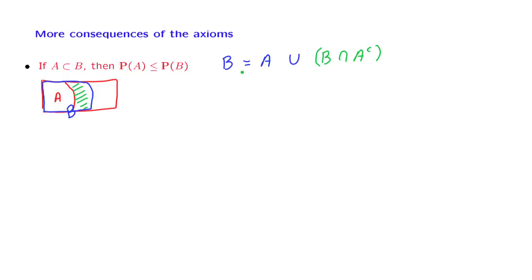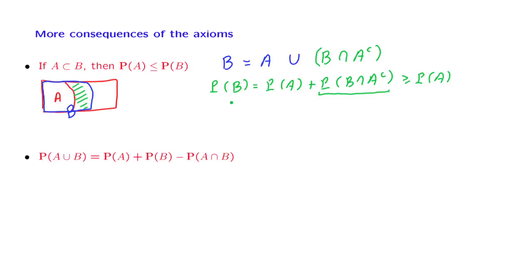So we have expressed the set B as the union of two pieces. This piece is A, and this piece here is outside A. These two pieces are disjoint, so we can apply the additivity axiom and write that the probability of B is equal to the probability of A plus the probability of the other set. Since probabilities are non-negative, this expression is at least as large as the probability of A, and this concludes the proof. Indeed, the probability of A is less than or equal to the probability of B.